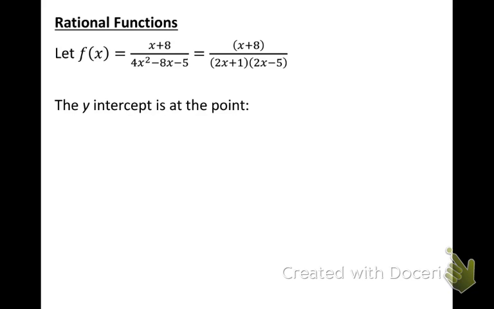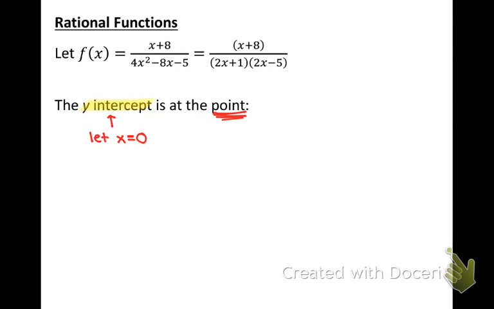Now, sticking with that same rational function, we now want to look at the y-intercept. Keep in mind that the y-intercept is always written as a point. Remember, intercepts are always written as points. And that to find my y-intercept, I have to let x equal 0. So I'm going to plug in 0 for x.